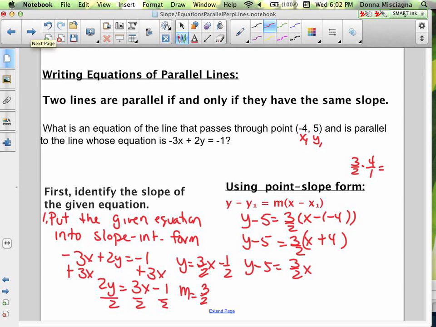Again, I could reduce here, right? So we can cross reduce. These are both divisible by 2, right? So 2 divided by 2 is 1. 4 divided by 2 is 2. So 3 times 2 is 6. Right? So 3 halves times 4, that was 6. And now all we have to do is add 5 to both sides, and our equation is now in slope-intercept form. Up here it was in point-slope, and now slope-intercept, y equals 3 halves x plus 11. Right? And this one is done.